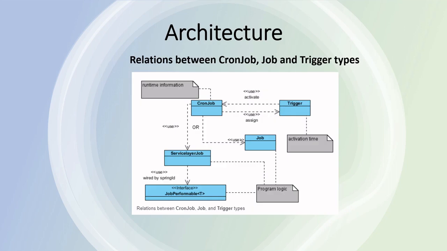Now let us see the architecture of the cron job. We will see the relation between the cron job and the trigger types. The cron job describes a single run of a job, as we have discussed previously. It contains a mandatory reference to a job instance, as you can see in the association here.